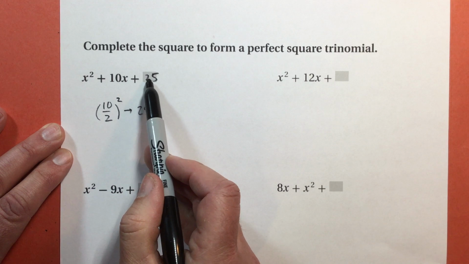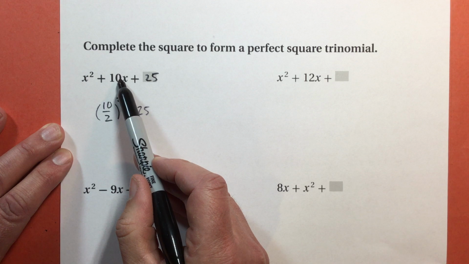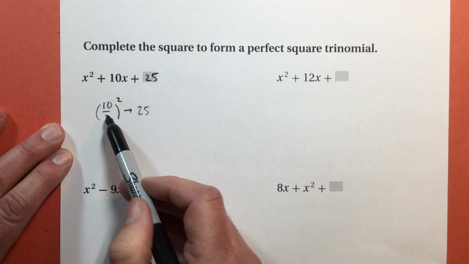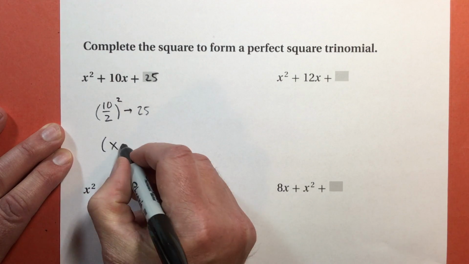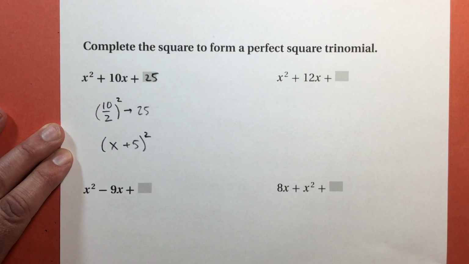And this will be the next important part. I'm going to have to factor this. What two numbers multiply to give 25 but add to give 10? Well, it's easy because I already know 10 divided by 2 is 5. So this is going to be x plus 5 times x plus 5, which is x plus 5 squared.